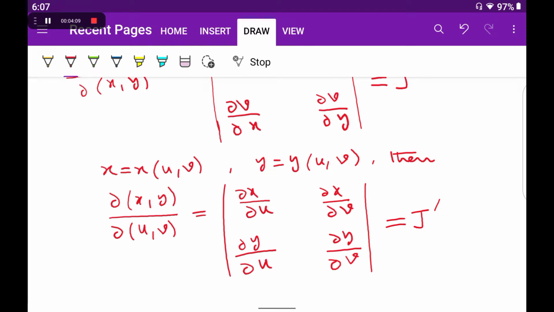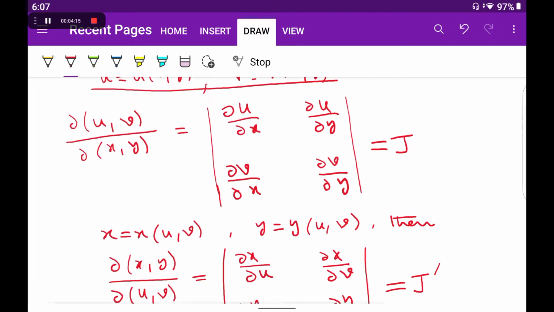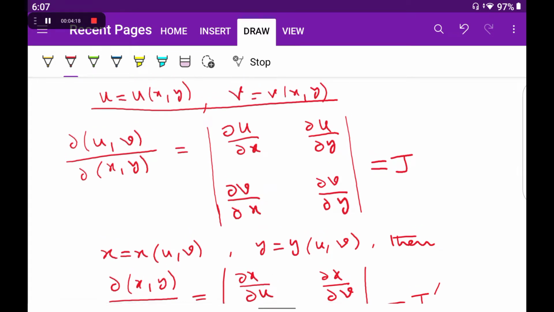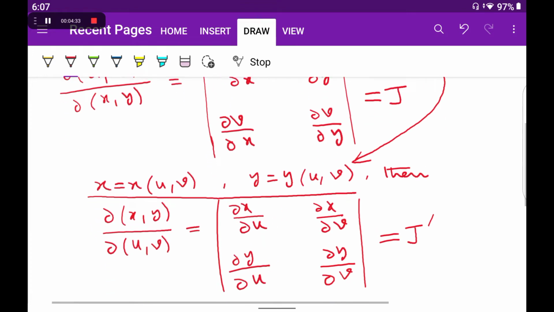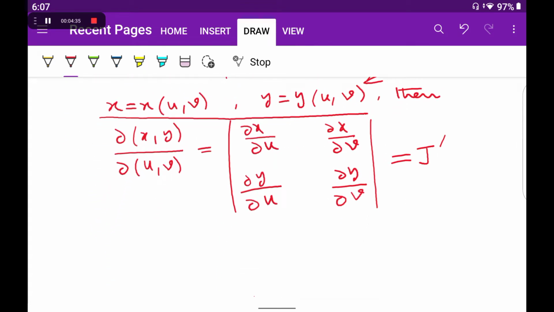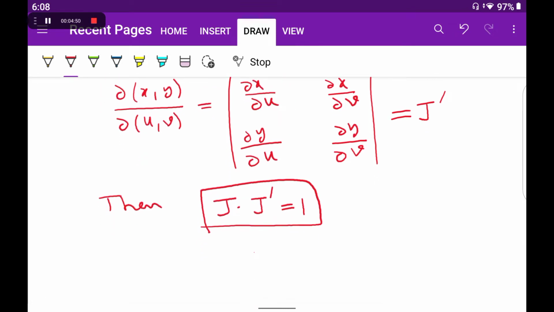In this case, that means from these two functions u, v, if you can rewrite them as x and y, that means if you can express x and y as a function of u and v from these two or vice versa, then this J and J dash have a property: J into J dash equal to 1. So this is an important property of Jacobians.